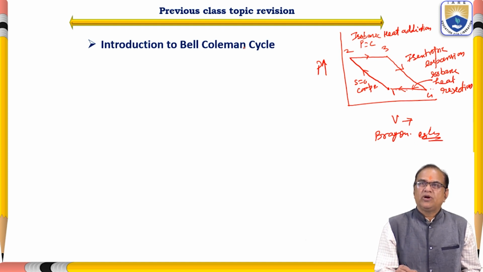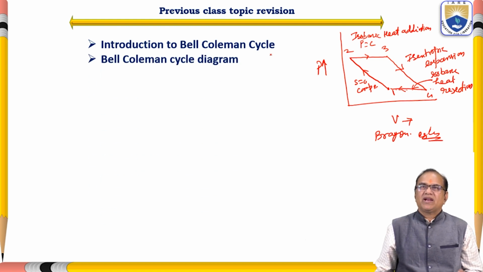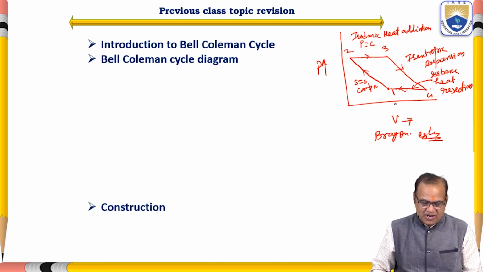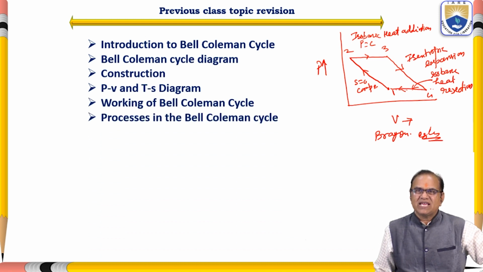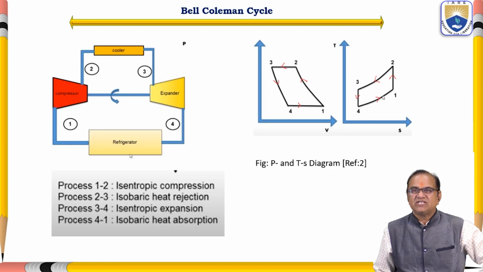Now, introduction to Bell Coleman. In this Bell Coleman cycle we have already done the process, and we have seen how the cooling effect is produced. Bell Coleman is opposite to this. If I remove this arrowhead from here and change the numbers, then it will become the Bell Coleman cycle. Construction we have seen, PVTS diagram we have seen, working of Bell Coleman cycle we have done, process in the Bell Coleman cycle, aircraft refrigeration we have done already, I think you remember, COP, derivation of the aircraft refrigeration system. This we have already done.